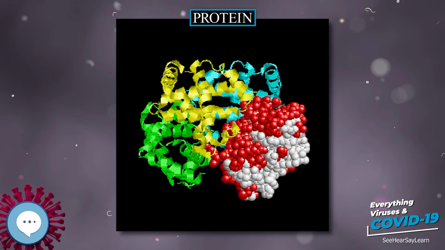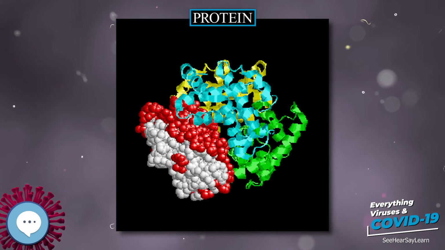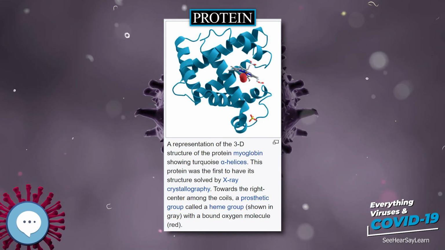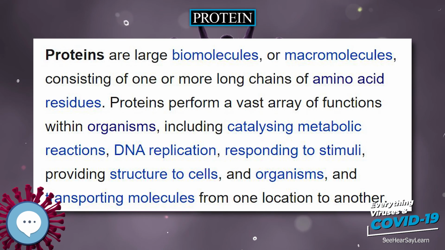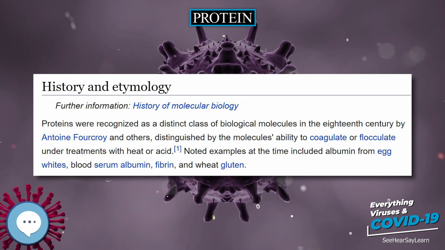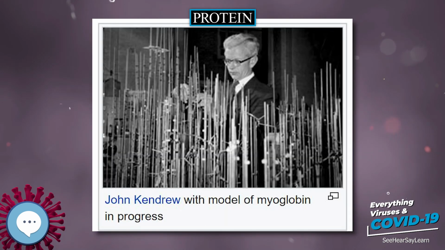History and etymology. Proteins were recognized as a distinct class of biological molecules in the 18th century by Antoine Fourcroy and others, distinguished by the molecule's ability to coagulate or flocculate under treatments with heat or acid. Noted examples at the time included albumin from egg whites, blood serum albumin, fibrin, and wheat gluten.